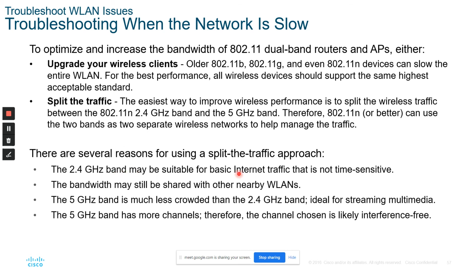And there are a number of reasons, again, for splitting the traffic. One is the 2.4 gigahertz band may be suitable for basic internet traffic that is not time sensitive, and the 5 gigahertz is faster. So you may want to put your video traffic or any IP phone on 5G, while you want to put any other web traffic or internet traffic on 2.4. And also 5G is usually much less crowded than 2.4, and that's why it's ideal, like I said, for multimedia streaming.